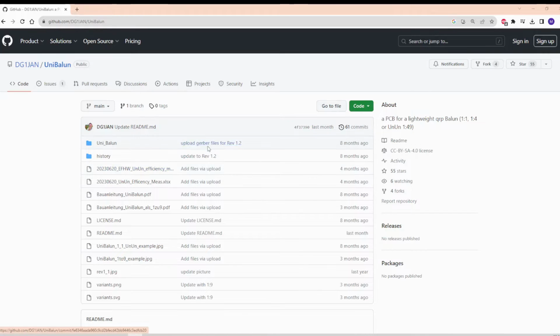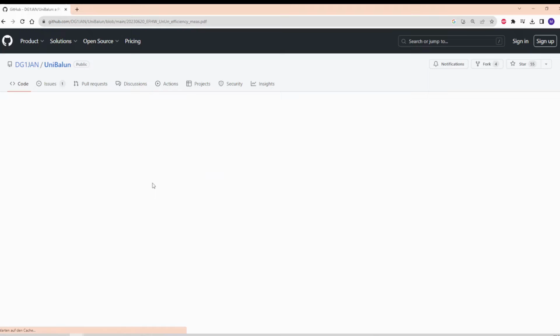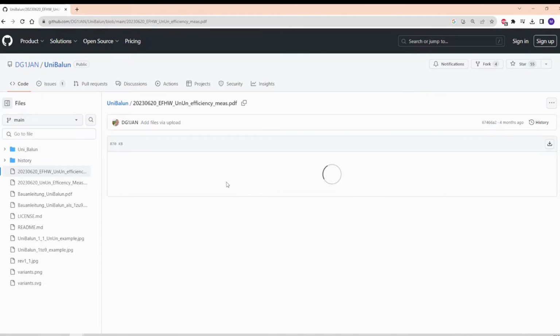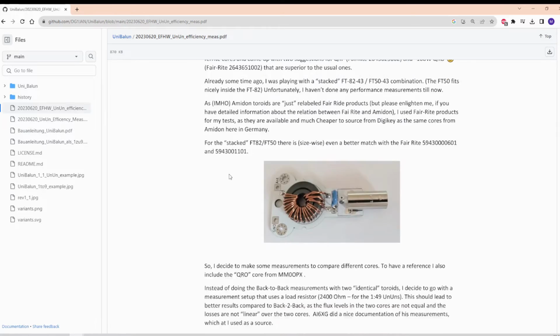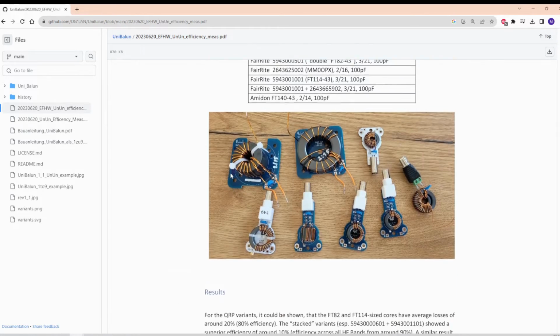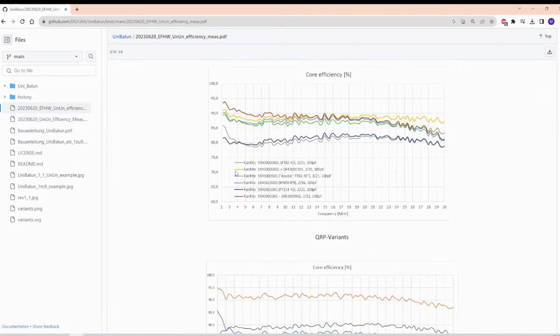So I'm starting at Delta Golf 1 Juliet Alpha November's GitHub page. I will put the link in the description below. And there is this document published on 20th of June this year, 2023. If we open that document, everything we need to know is explained. Especially interesting is the method, how he obtained his measurements.